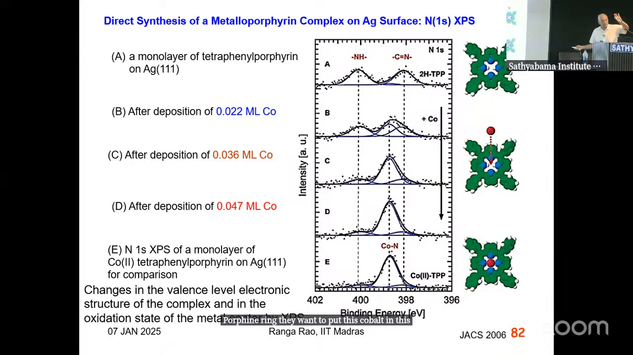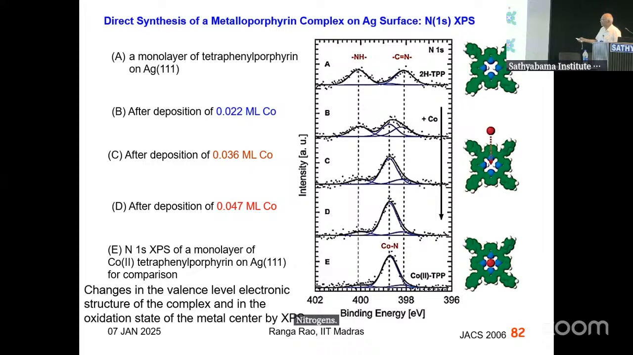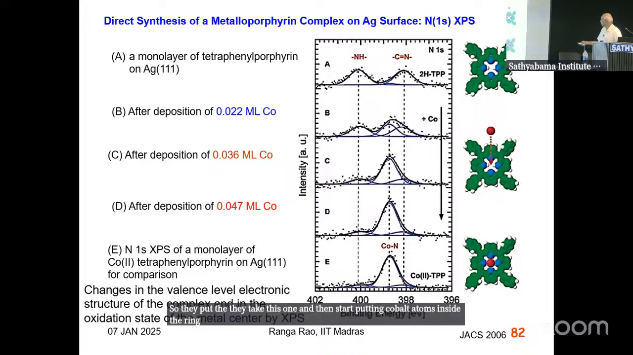Cobalt forms nice bonds with the porphyrin nitrogens. So naturally it is available, but they synthesize it in the electron spectrometer. They take this one and then start putting cobalt atoms inside the ring. You see the cobalt atom is going there and sitting there, and then the spectrum keeps on changing. You see that the cobalt-nitrogen bond is formed here. There is no cobalt-nitrogen bond here. There is a cobalt-nitrogen bond formed in the porphyrin ring.